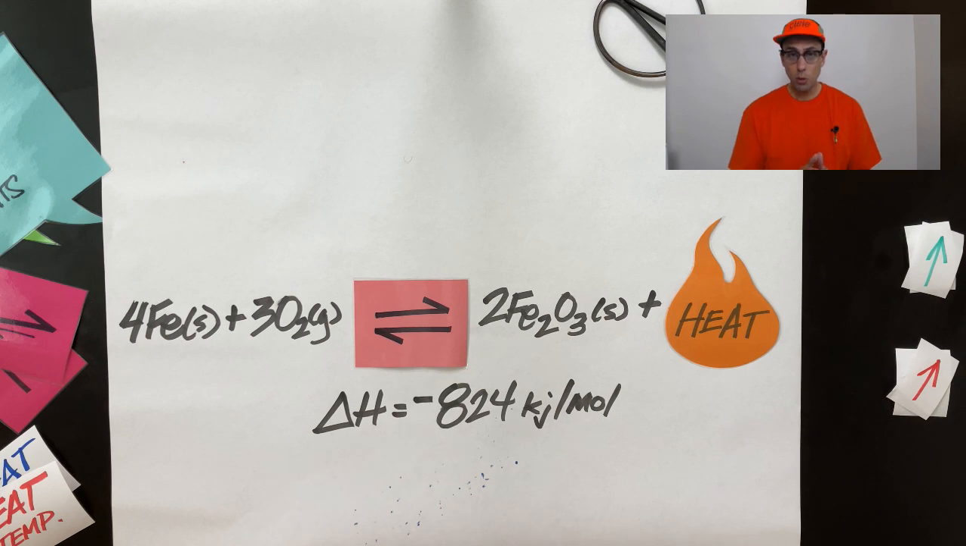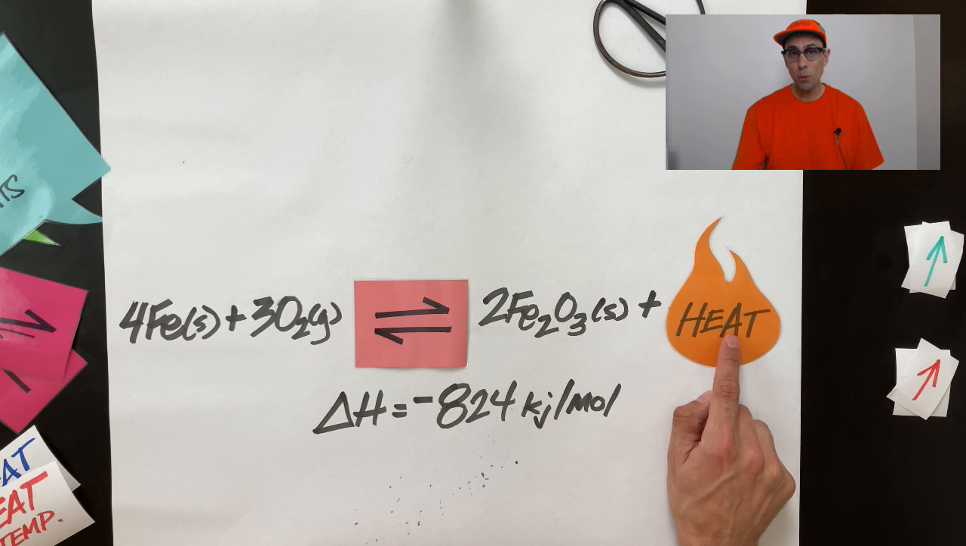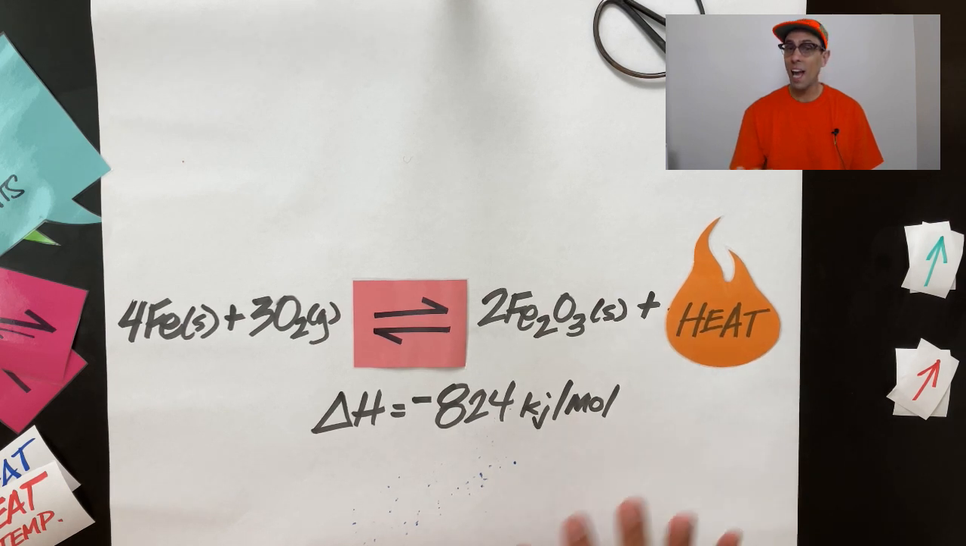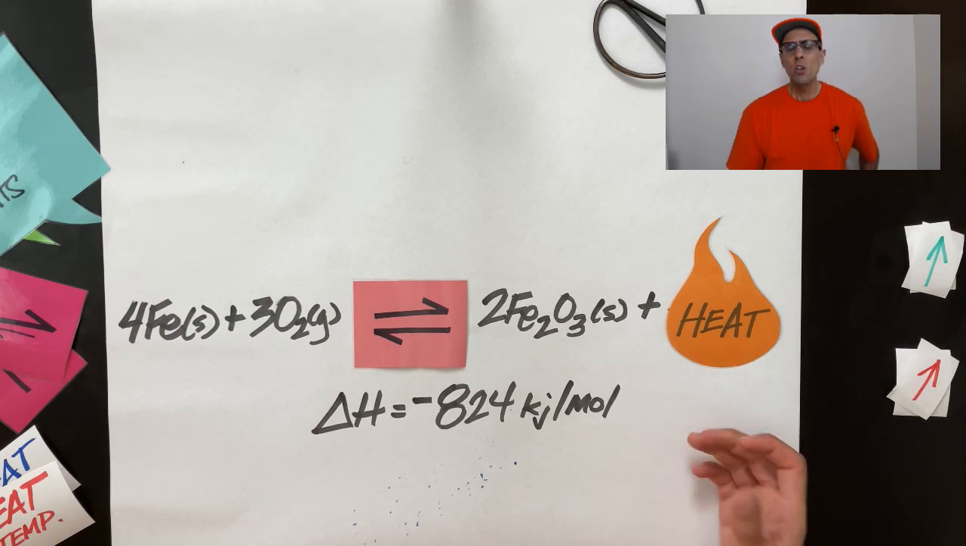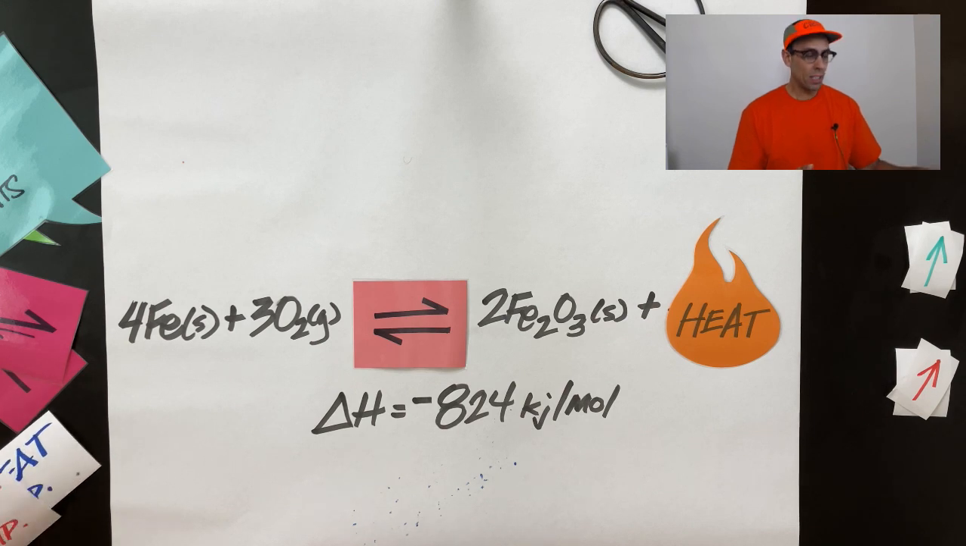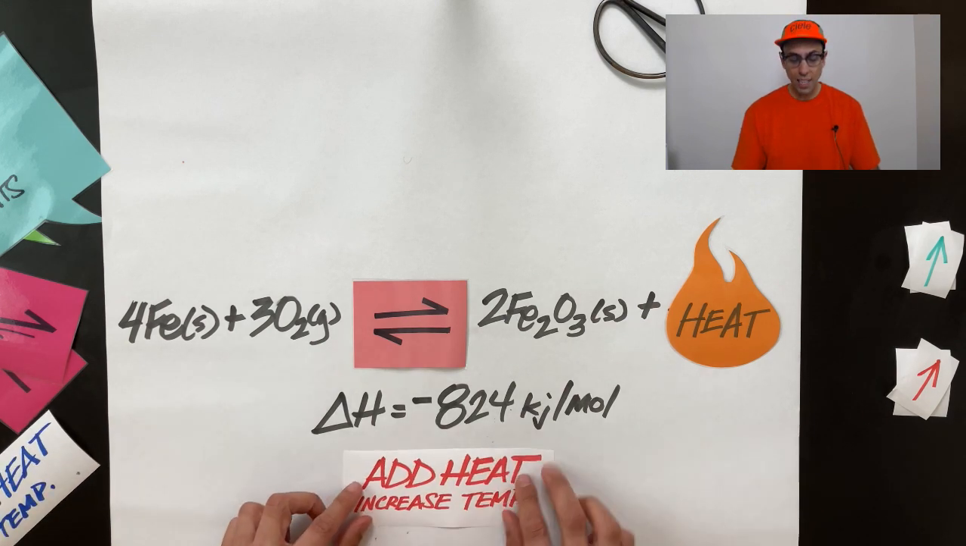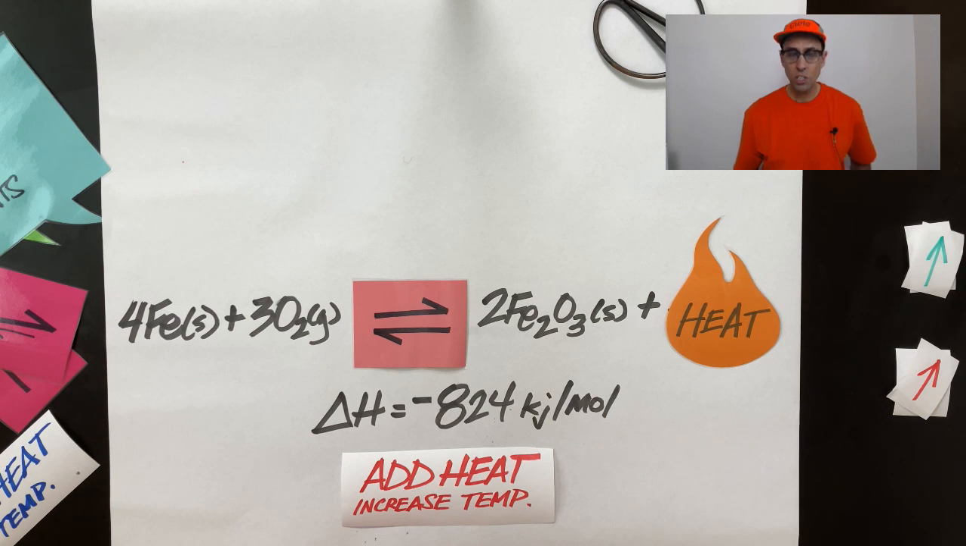Now, it's also important to remember that because the delta H, or a change in enthalpy, is negative for this reaction, it's losing energy to the surroundings. It's exothermic. And that's why I've added the heat symbol as a product. You're going to have to remember to do that, as chemical equations will not generally have heat included. Okay, so let's say we disrupt this equilibrium state by adding some heat. In other words, we're going to increase the temperature of the reaction.